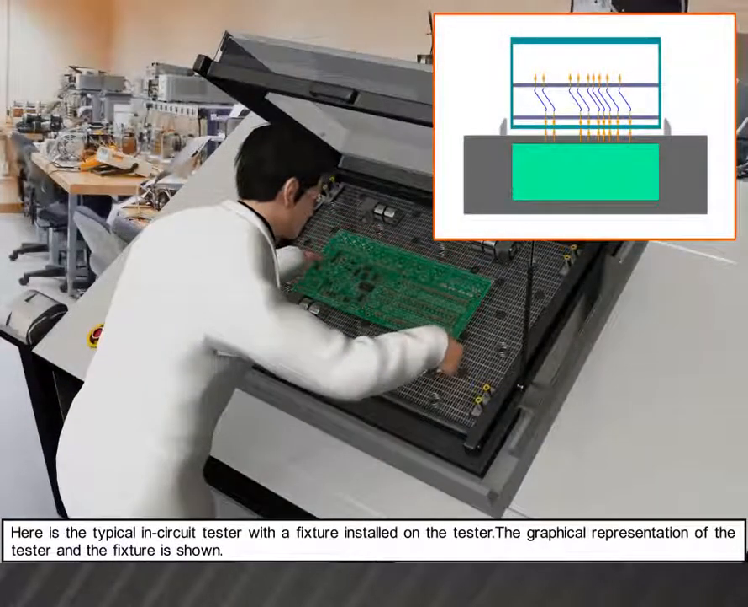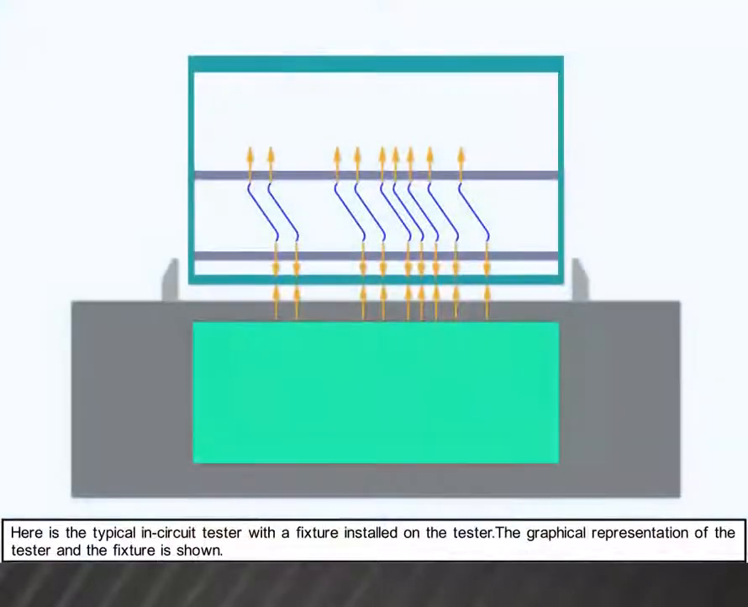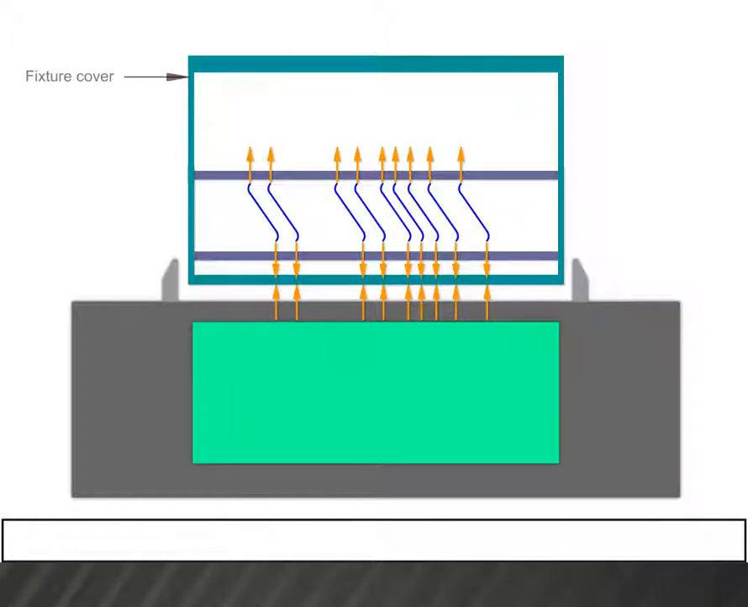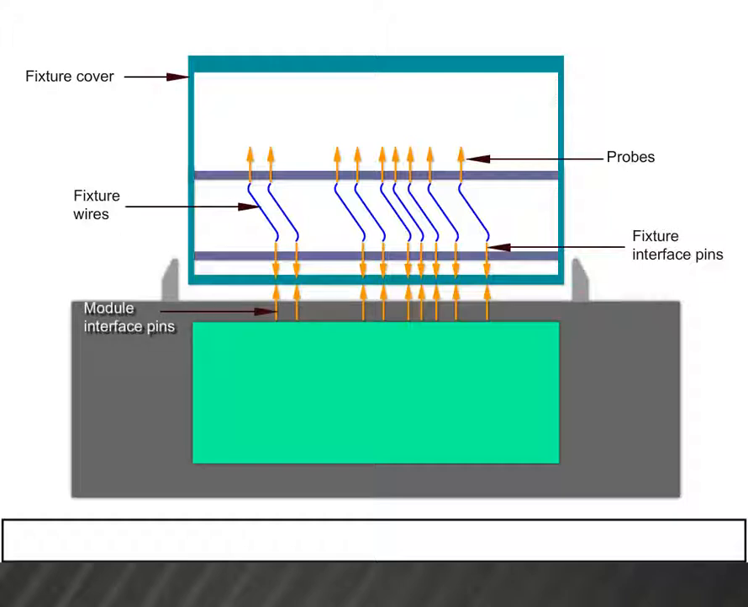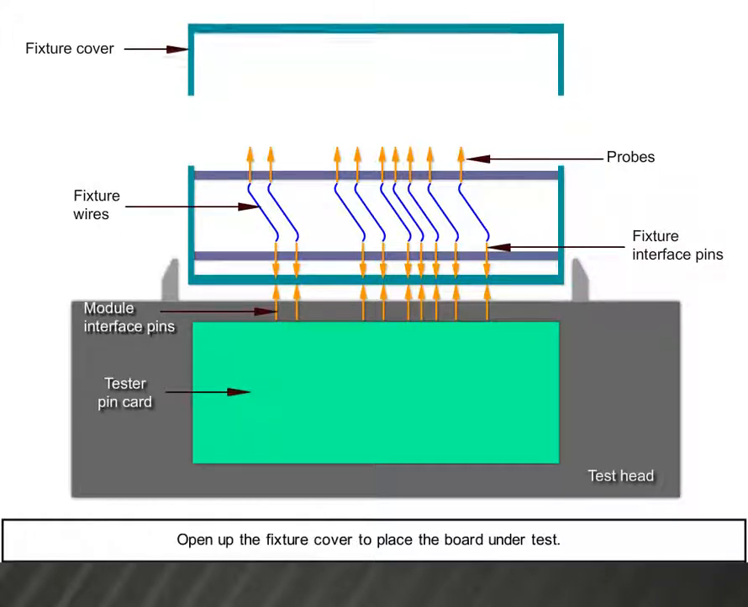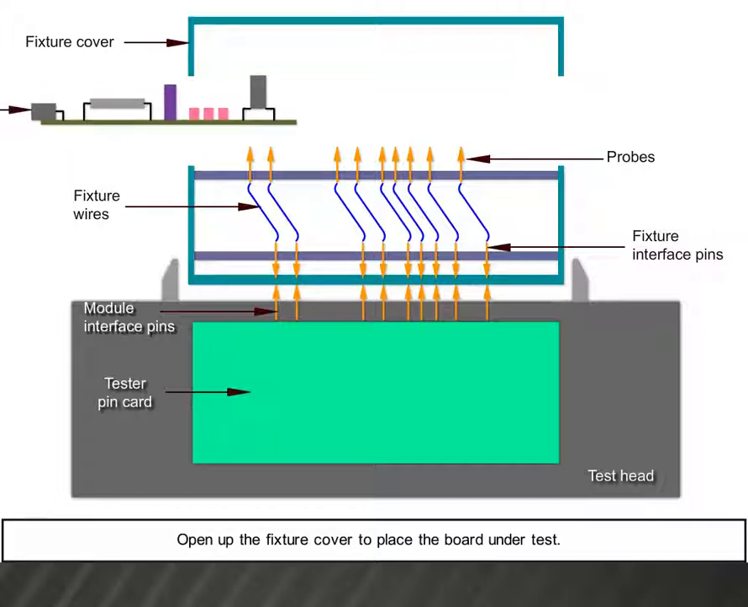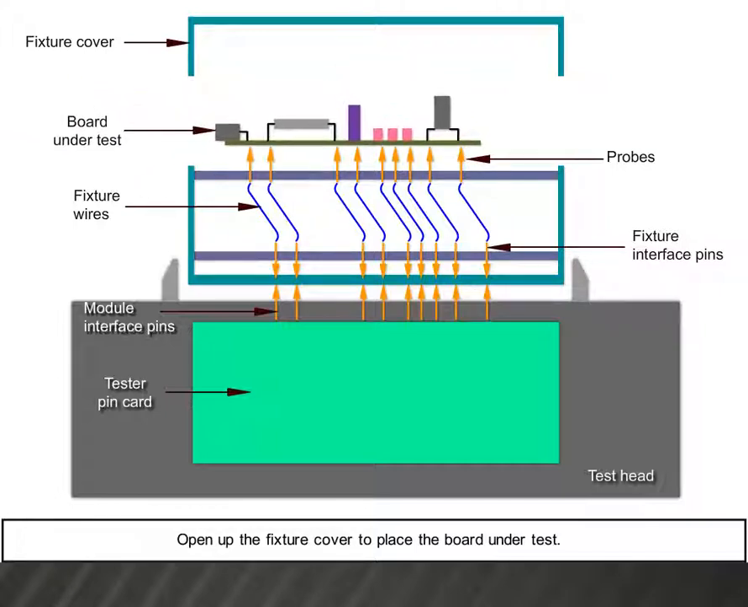Here is the typical in-circuit tester with a fixture installed on the tester. The graphical representation of the tester and the fixture is shown. Fixture cover, probes, fixture wires, fixture interface pins, module interface pins, tester pin card, test head. Open up the fixture cover to place the board under test.